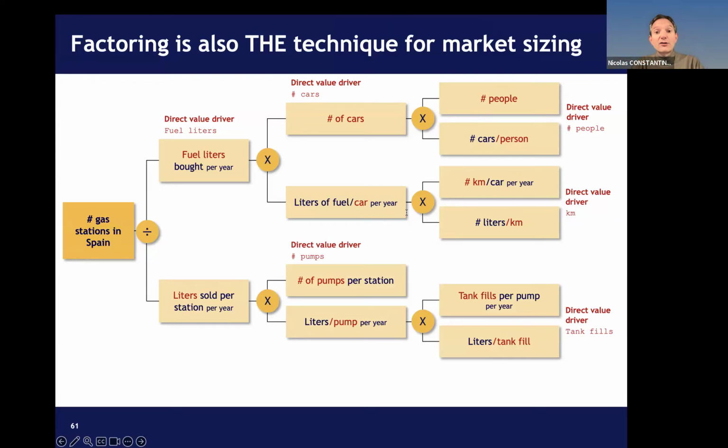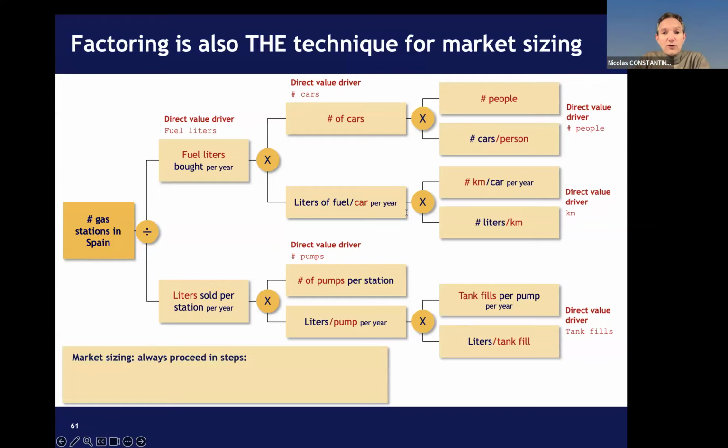And now we have our structure for the market sizing. Now we only have to do two things. First thing is fill in the numbers for all these boxes that are at the end of the path. So number of people, number of cars per person, number of kilometers per car per year, right? So all this, we basically make reasonable assumptions. And then the last step is you do all the calculation so that you finally get an estimate for the number of gas stations in Spain.